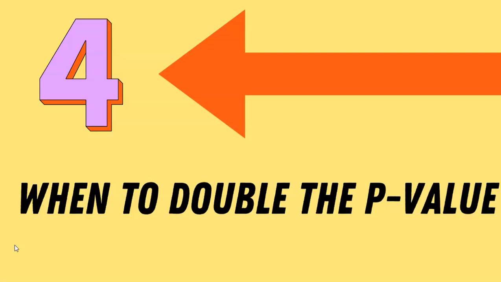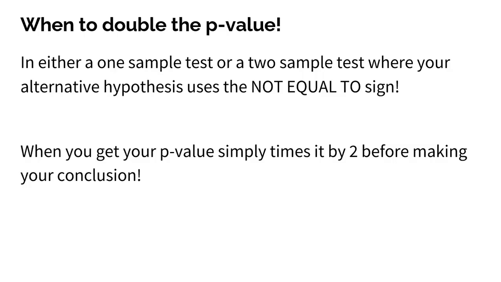Tip number 4, coming right at you now, when to double the p-value. This is an oftentimes forgotten thing. Kids overlook it, so let's talk about when that p-value needs to be doubled. In either a 1-sample test or a 2-sample test where your alternative hypothesis uses the not equal to sign, that is when you need to double your p-value.